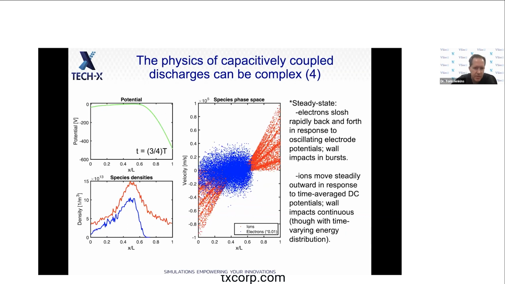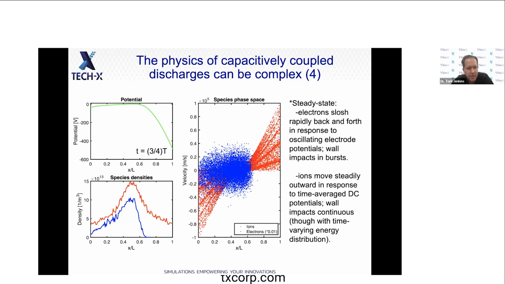And so then we get to the 3/4 of a phase period, and now the electrons are off to the left, they're hitting the wall over there, and it's just the same as we had on the right. So in a quasi-steady state for this discharge, electrons basically slosh back and forth very rapidly in response to the oscillating electrode potential, and you get kind of bursty behavior of how the electrons hit the walls.